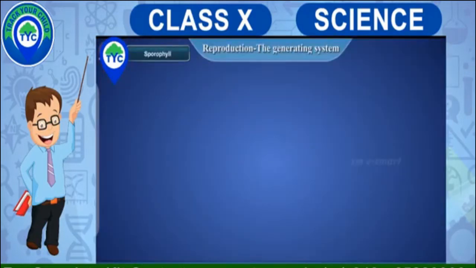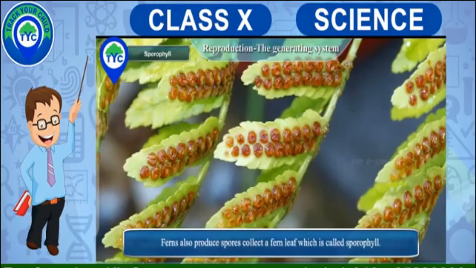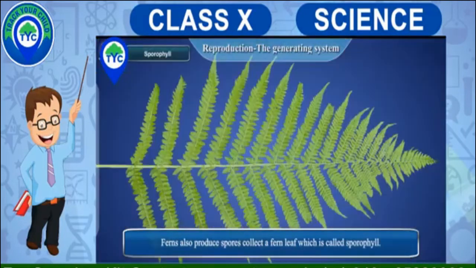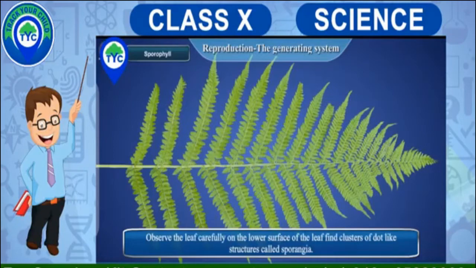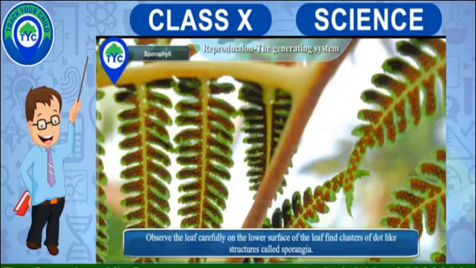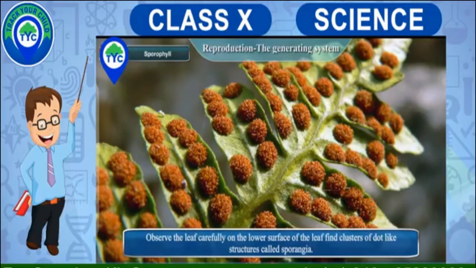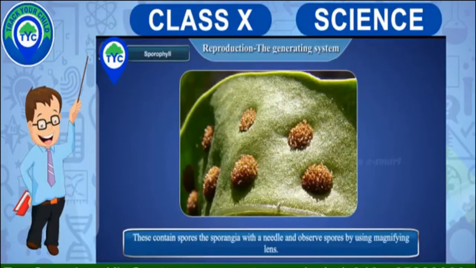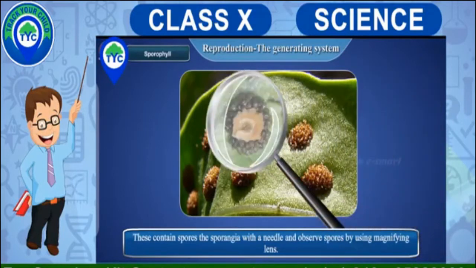Sporophyll. Ferns also produce spores. Collect a fern leaf, which is called sporophyll. Observe the leaf carefully. On the lower surface of the leaf, find clusters of dart-like structures called sporangia. These contain spores. Break the sporangia with a needle and observe spores by using a magnifying lens.